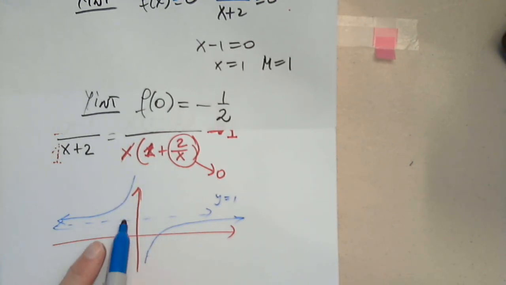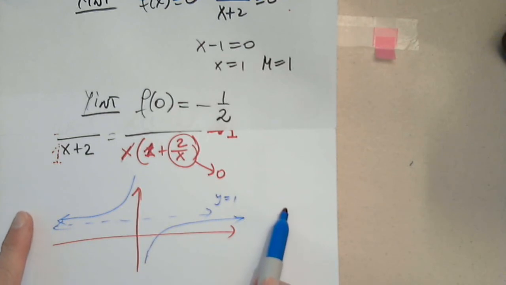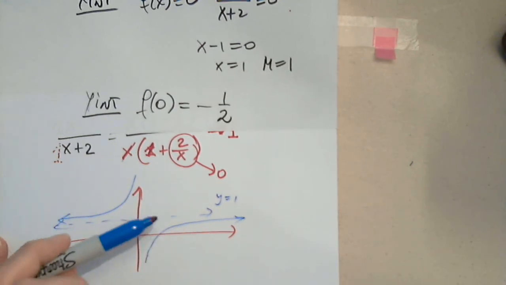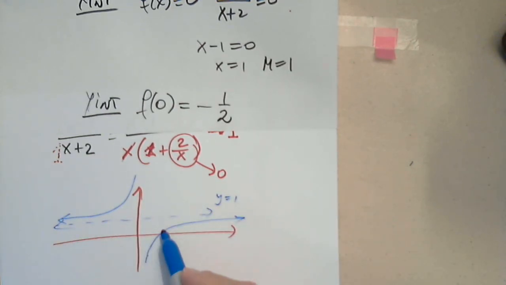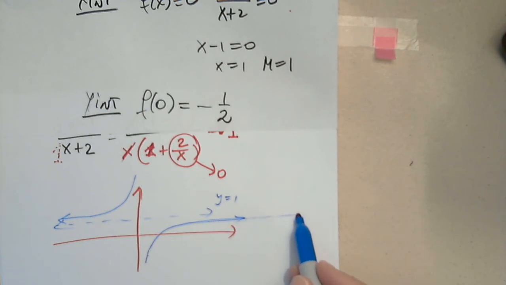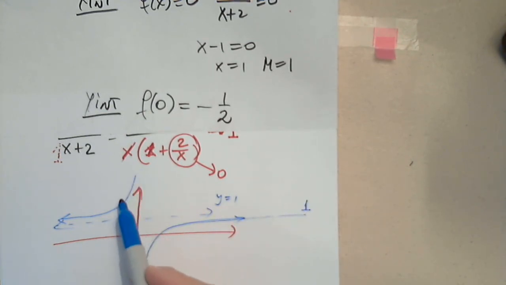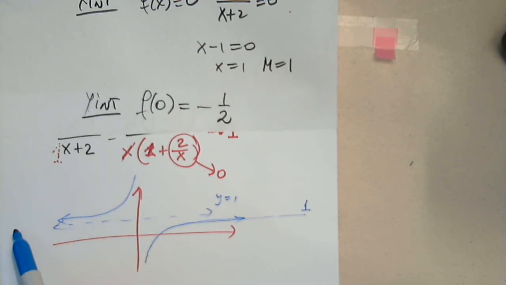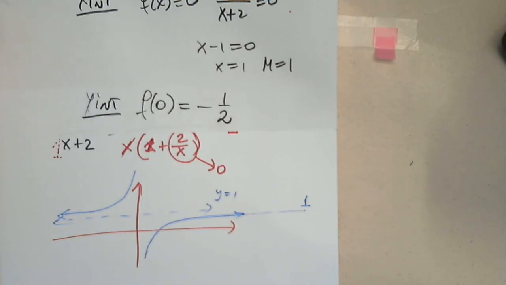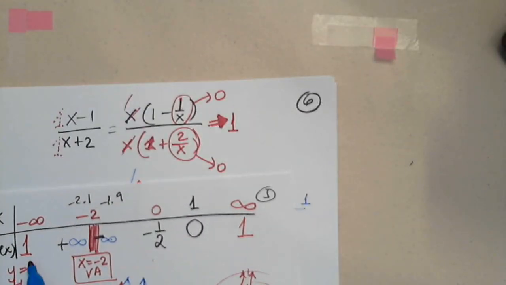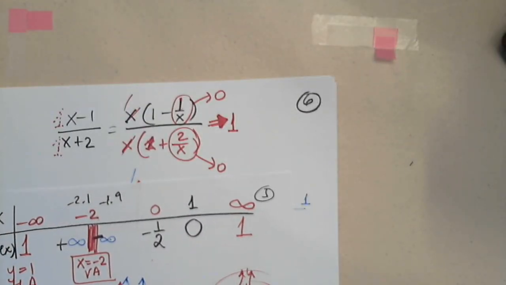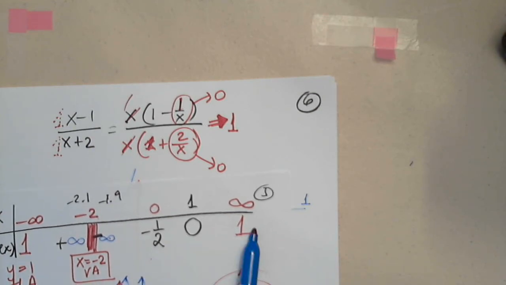So it means that as x increases tremendously to the negative side and the positive side, the function values will get closer and closer to 1. The function values will get closer and closer to 1. And that's the end behavior. So the end behavior for this function is y equals 1, the horizontal asymptote, and the end behavior is 1.